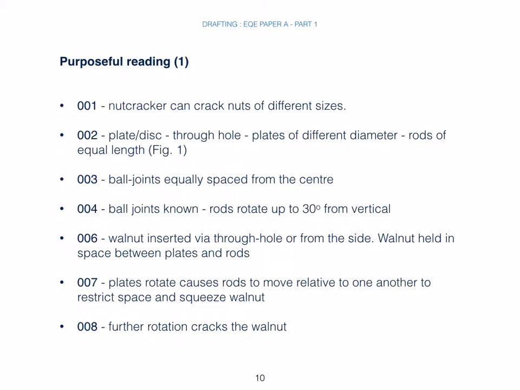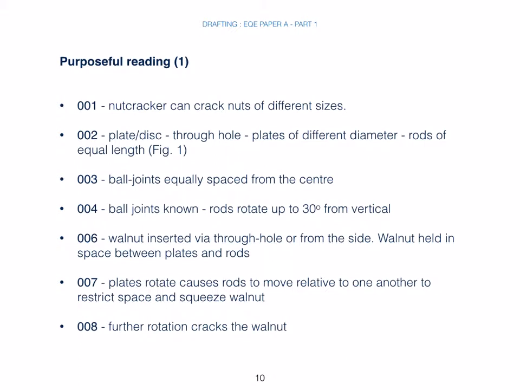Then we jump to the client's paragraph 2, which reads as follows. Figure 1 shows a perspective view of a first example of my nutcracker. It has an upper plate 1 in the form of a disc and a lower plate 2 in the form of a disc. Each plate 1, 2 has a through hole in the middle. The plates 1 and 2 are connected to each other by means of 3 rods, 3, 4 and 5.